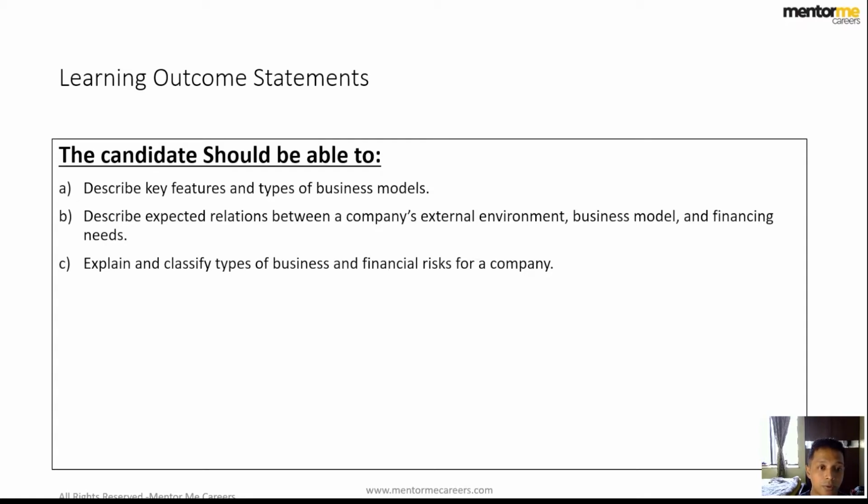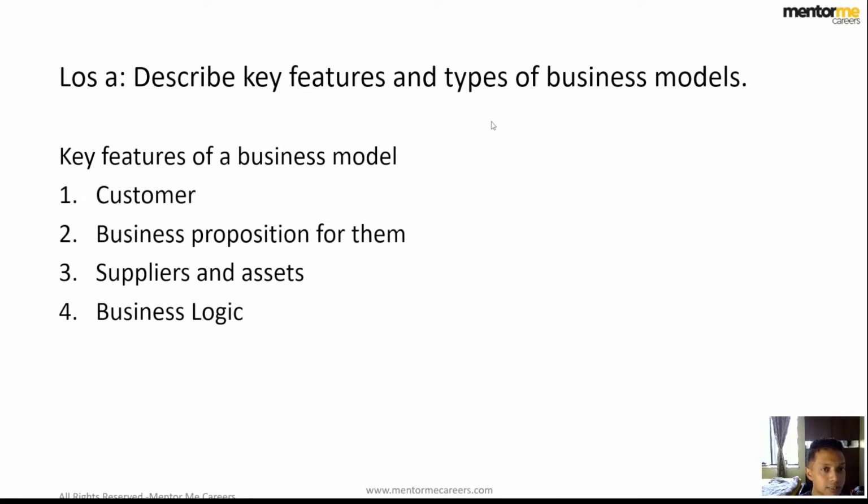Now, the third LOS mentioned here is to explain and classify types of business and financial risks for a company. This is a fairly easy one to understand and will eventually get discovered in other readings as well. So let's not waste any more time and let's get to the first LOS, because this is what is going to take the maximum amount of time. Let's first understand what the key features of a business model are.